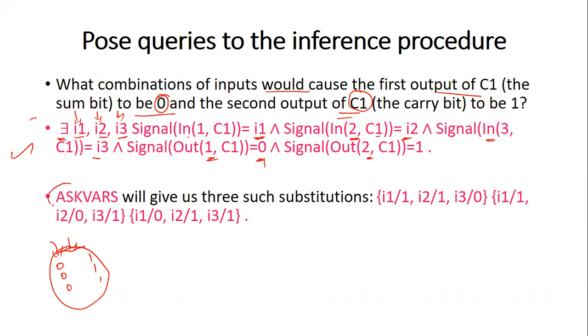So this query can be asked using ask vars. The query representation is something like this in first order logic, but you can ask it using ask vars. When you ask this using ask vars, it will return the possible outputs. These are the three possible outputs it can give. I1 can take 1, I2 1, and I3 0. This is one possible case for which the first output will be 0 and the second output is 1. The second possibility is I1 1, I2 0, and I3 0. The third possibility is I1 0, I2 1, and I3 1. For these three cases, the first output will be 0 and the second output will be 1.